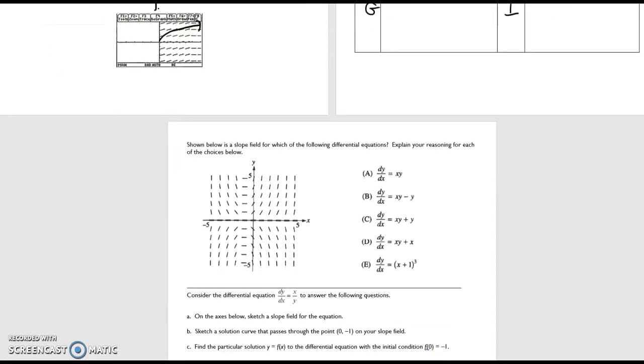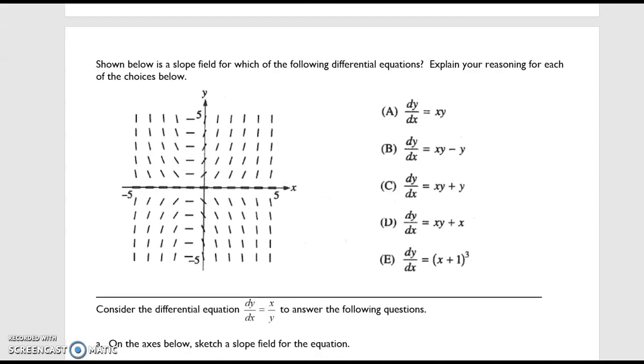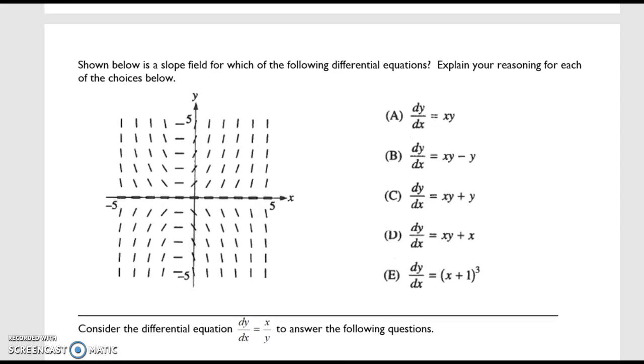Now let's do an example of a slope field where I can't actually find the antiderivative, or maybe I could, but I don't want to. So this is a slope field, and we're just trying to match it up with a differential equation. This is a common type of problem that you're going to see on the AP exam. So I do not want to find each of these antiderivatives because I know it has x's and y's.